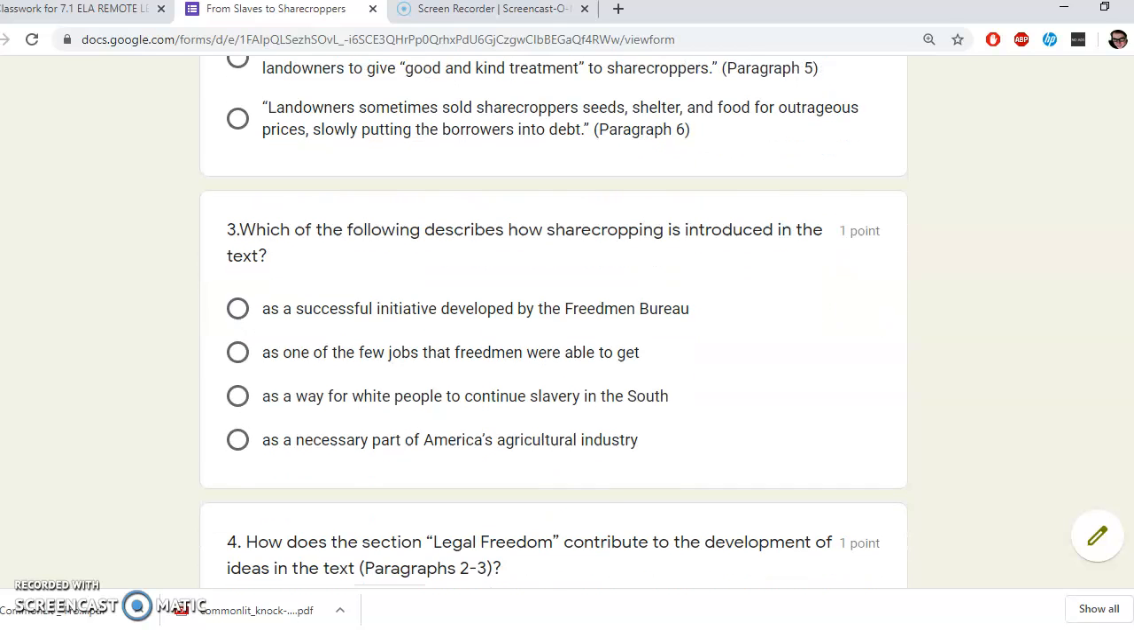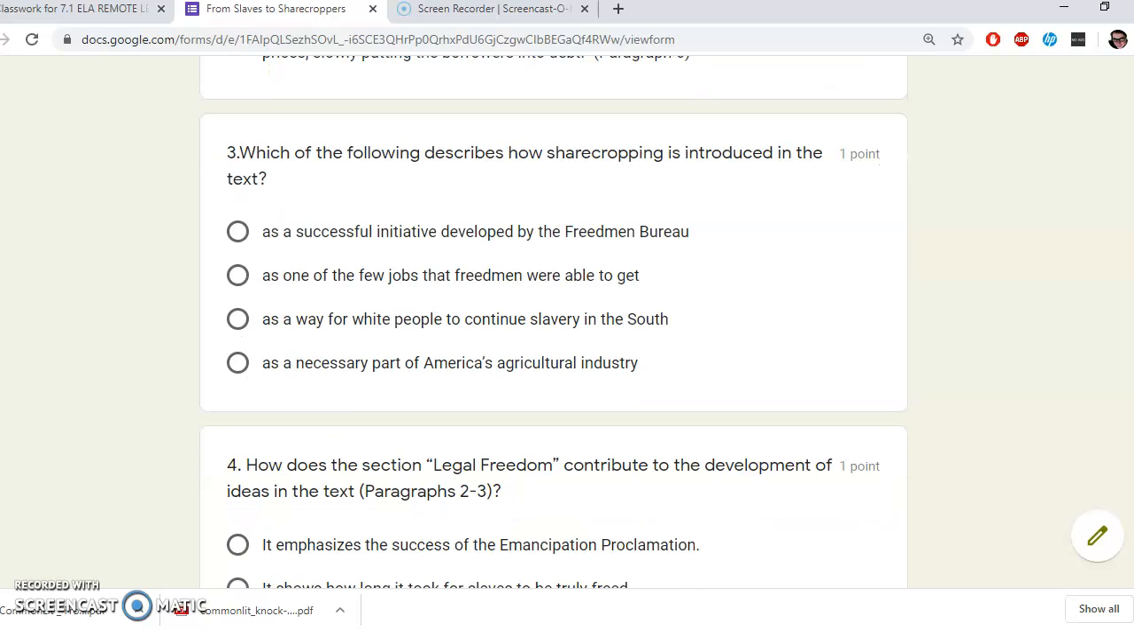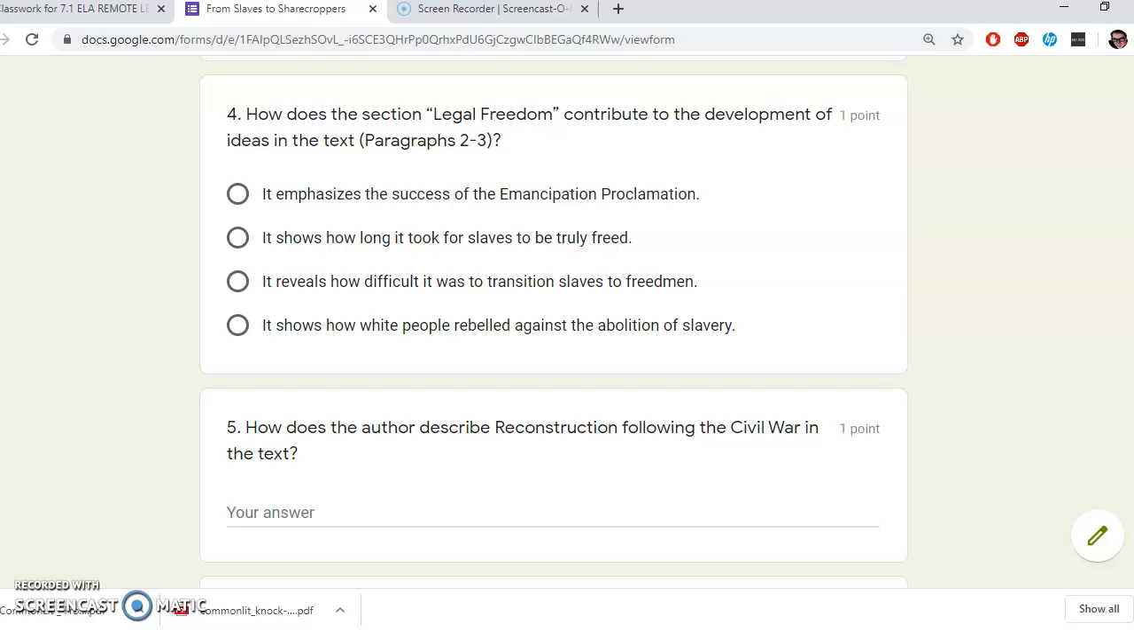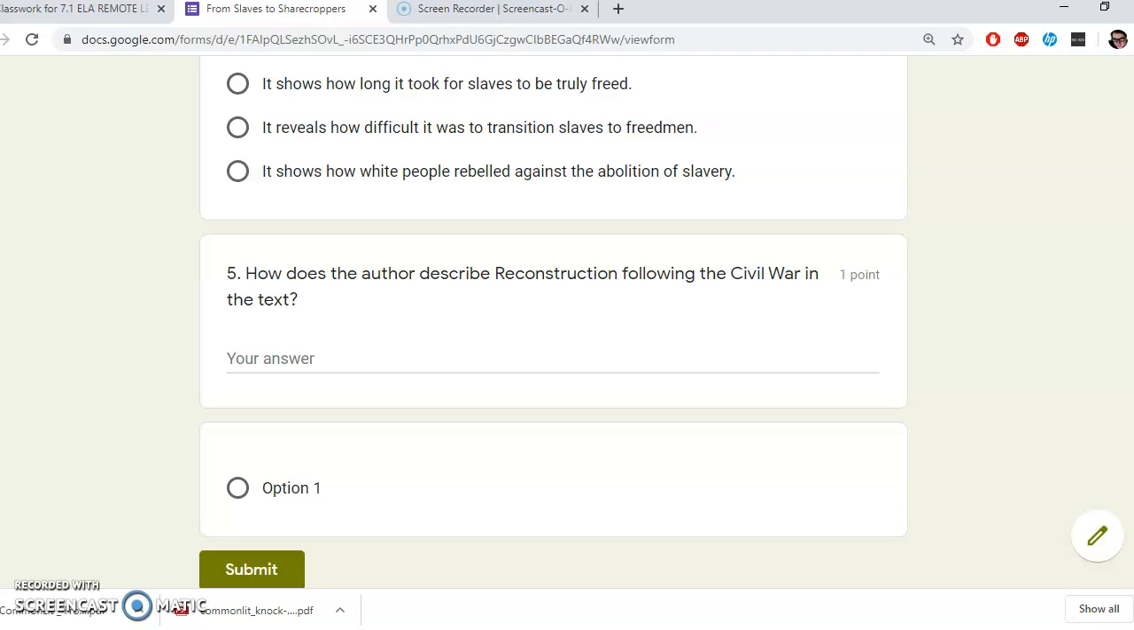Number 3, which of the following describes how sharecropping is introduced in the text? You might want to go back to the text and look for that. Number 4 is how does the section legal freedom, remember these subheadings, contribute to the development of the overall ideas in the text? In that case, how does that particular subheading help with the rest of the text as a whole? And then number 5, as I mentioned before, is your prose constructed response, and that is how does the author describe Reconstruction following the Civil War in the text?